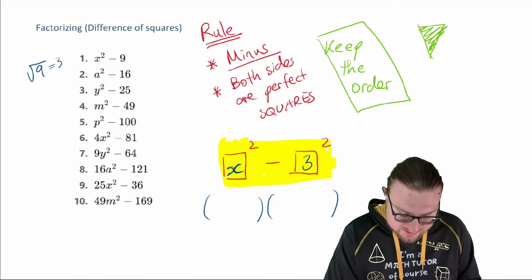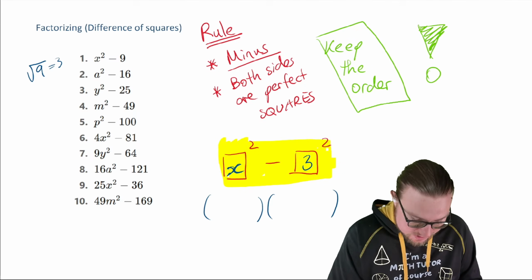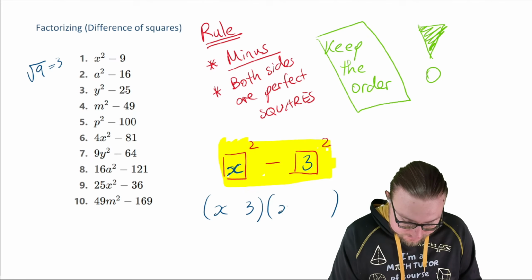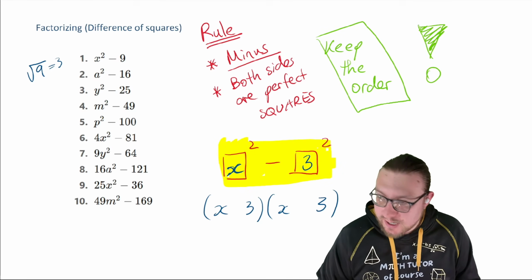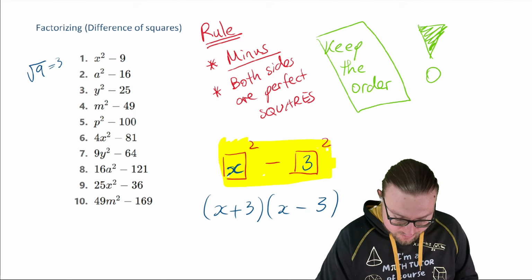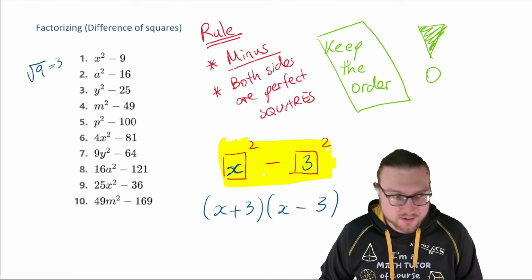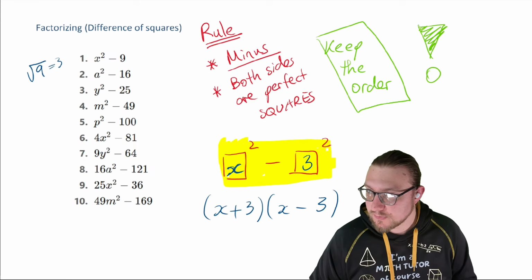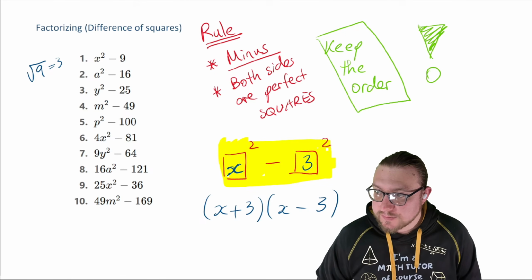Now here we have x first, then 3. So we're just going to write x and 3 into the brackets in that order. And now you can choose one of them to be positive and one negative. It really doesn't matter which one. That's all we're going to do.